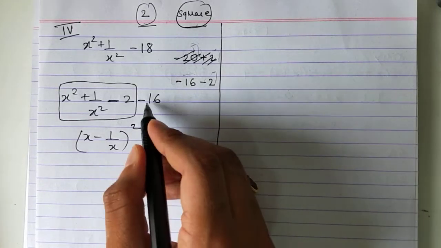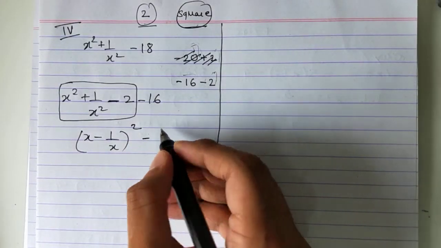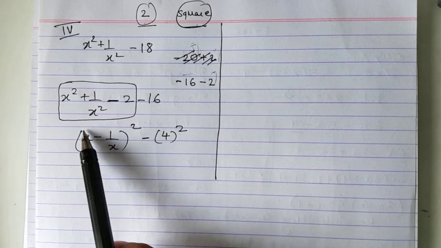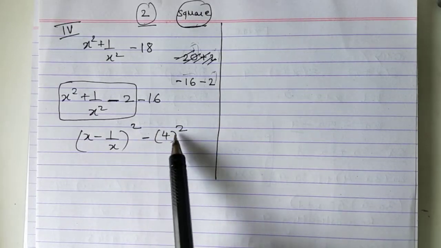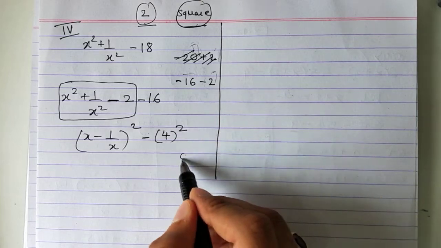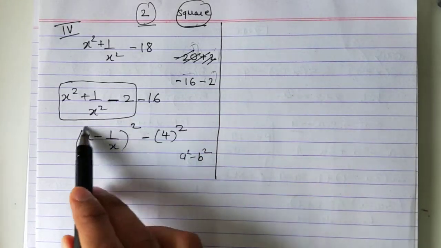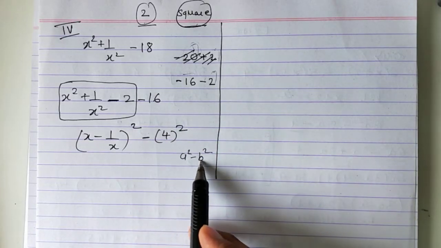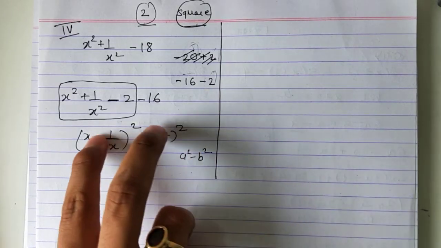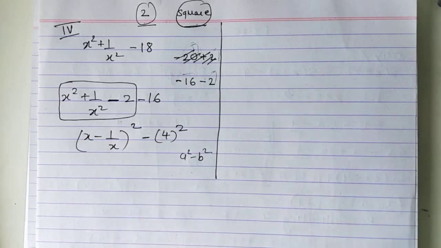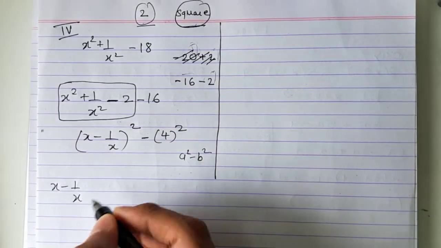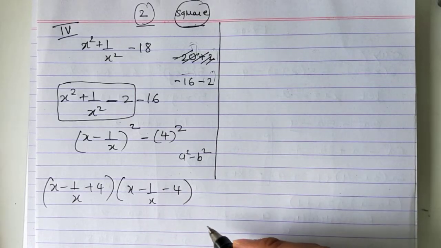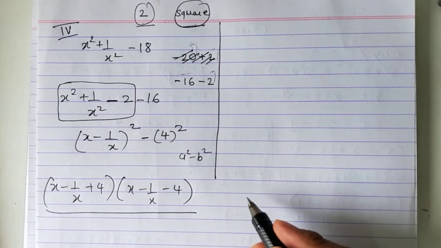And this 16 is nothing but 4 square. So you can observe we have the first bracket square minus second bracket square. So you remember the formula, a square minus b square. What is a square minus b square? A plus b, a minus b. Means add both the brackets, subtract both the brackets. So I will do that. X minus 1 upon x plus 4, x minus 1 upon x minus 4. That's it. This is the answer.